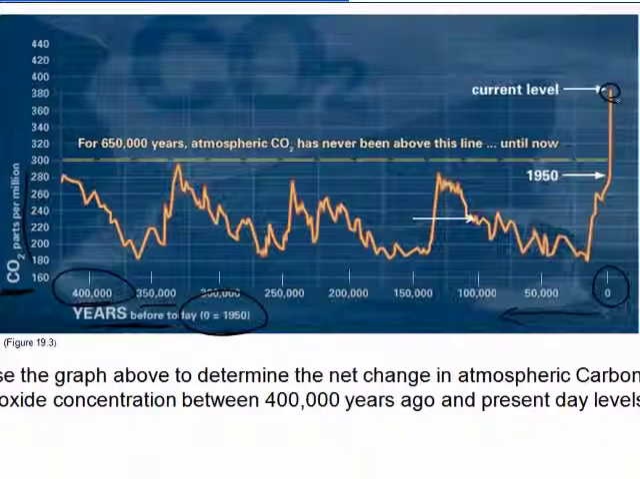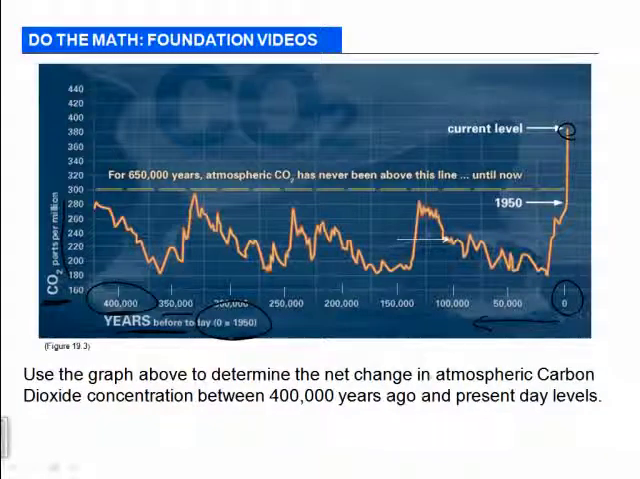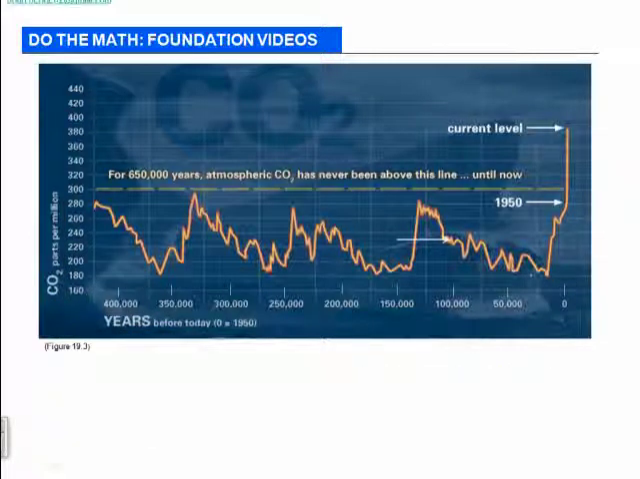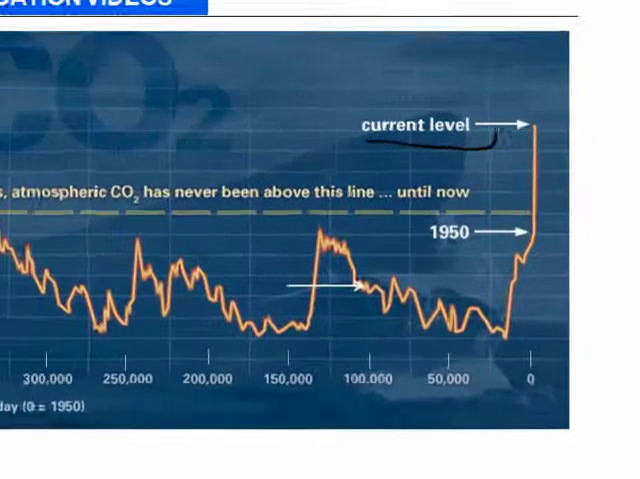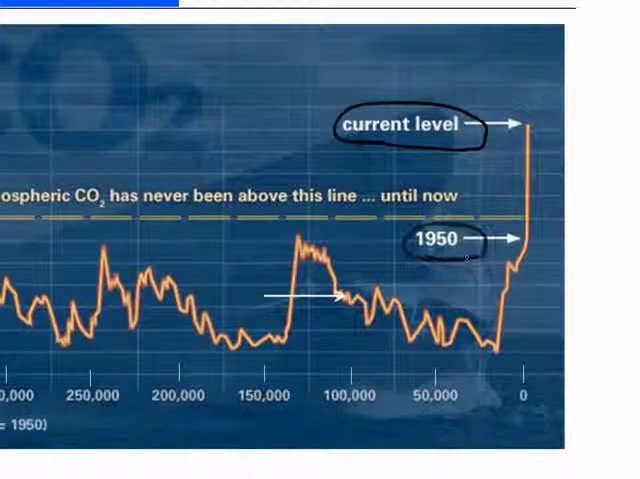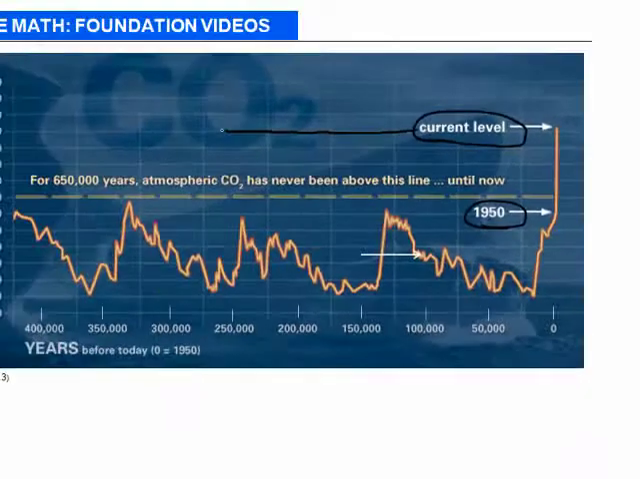here's the present day. Okay, so we want to determine the net change in atmospheric carbon dioxide between 400,000 years ago and present day levels. What we really want to do is analyze two particular points. So we're going to look at the point at the current level, and we want to look at 1950. Now the way to do this is you're going to take this and draw a really straight line. I'm not going to be able to draw a very straight line.